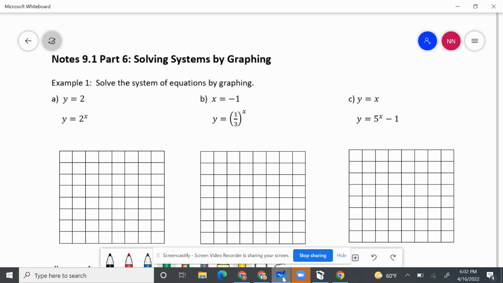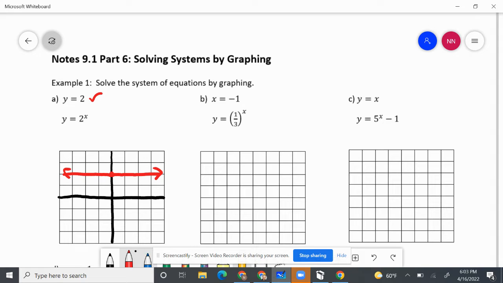What we're going to do is look at our last lesson on solving systems by graphing. We're going to be looking at graphing a linear and graphing an exponential. What I'm going to do is start off with my linear. And when I'm looking at my linear, what I have is a horizontal line at y equals 2. So I go up to 2 and I draw a horizontal line.